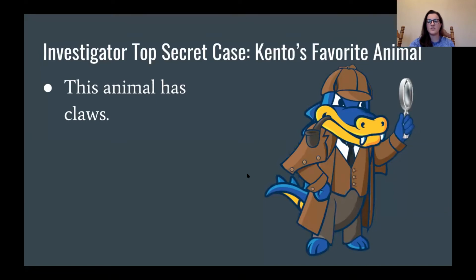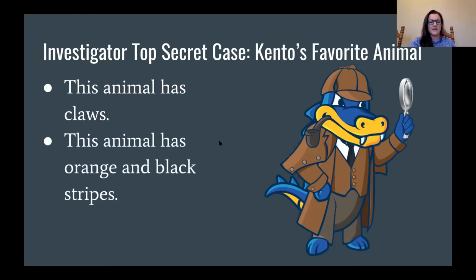Yep, I see Ranger wrote lion. Princess Eleanor wrote a cat. Sydney mentioned a raccoon. Let's see what clue number 2 is. Maybe that will narrow it down. Clue number 2: this animal has orange and black stripes. Starting to see a lot of comments coming in, we have tigers and zebras being mentioned, maybe a wolf.